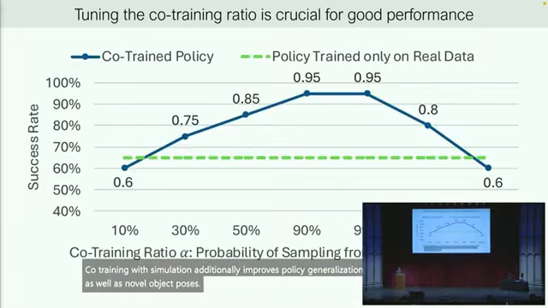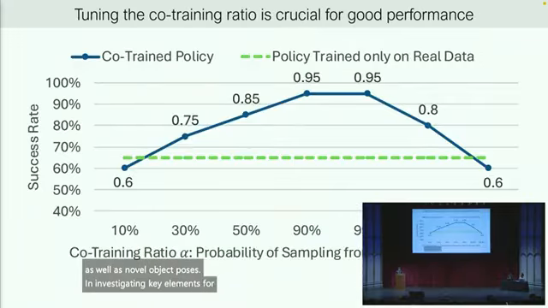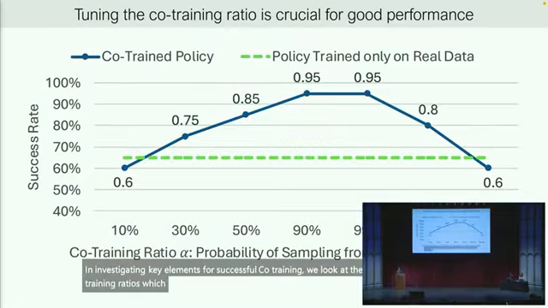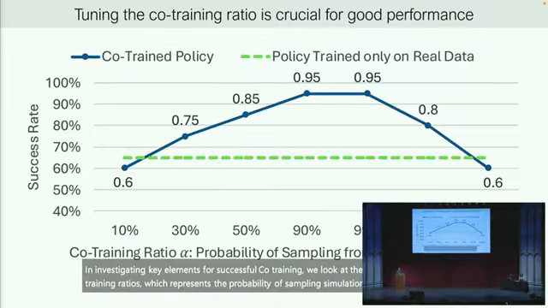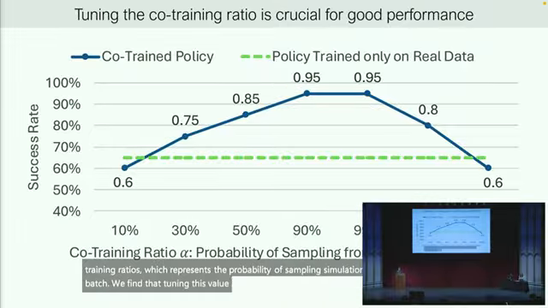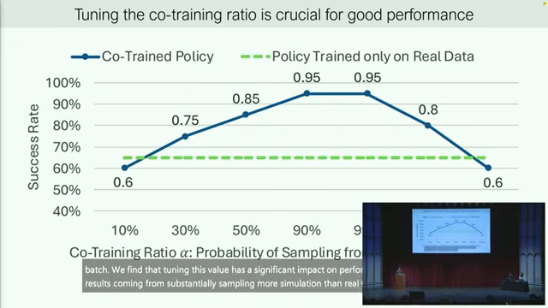In investigating key elements for successful co-training, we look at the impact of different co-training ratios, which represents the probability of sampling simulation data in each training batch. We find that tuning this value has a significant impact on performance, with the best results coming from substantially sampling more simulation than real-world data.